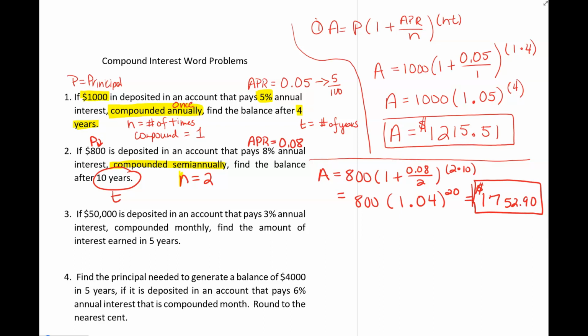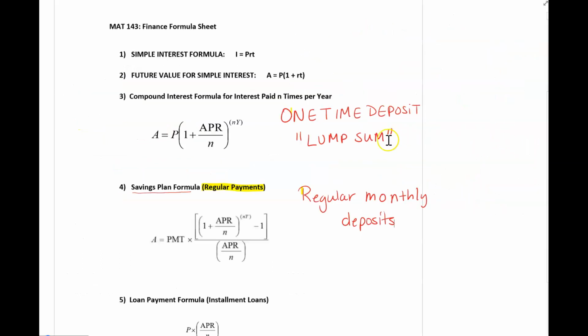Now, I have a question for you before we move on to number 3. And that is, can we determine how much interest has been paid in this account? Because we only put $800 into the account, but now we have almost $2,000. The answer is yes, but a lot of students will try to look at the formula sheet to determine which formula you use to find the amount of interest that was paid. And that is not actually on the sheet. It's actually a bit of common sense.